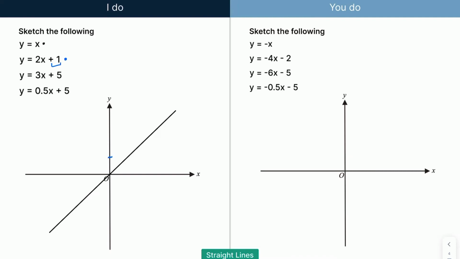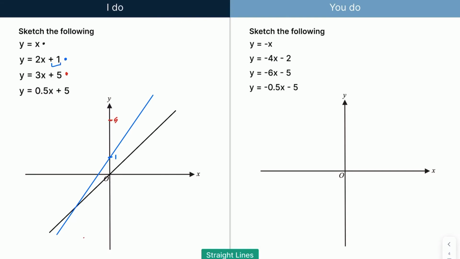So we're just going to label that one. We're going to say, okay, this line is going to pass through plus 1, and it's going to be steeper than the previous line because the gradient is now 2x. So it's not going to be parallel to the last line because the gradient is steeper, so it will look something like this.